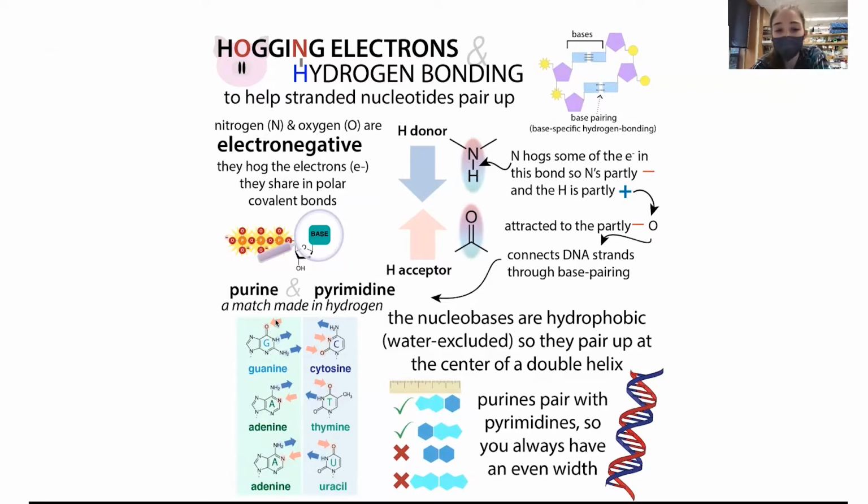But you're always going to have one of these big guys and one of these little guys, and so your helix is going to have this even width. When you have this helix, these bases are going to be on the inside, and the phosphate chain is going to be on the outside.